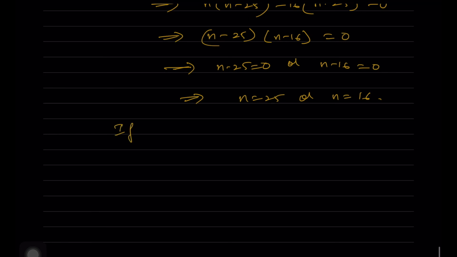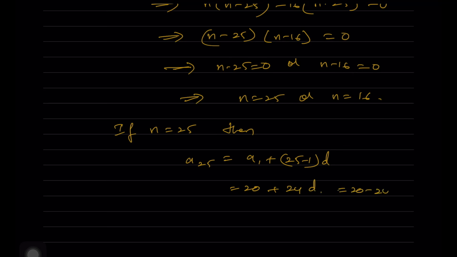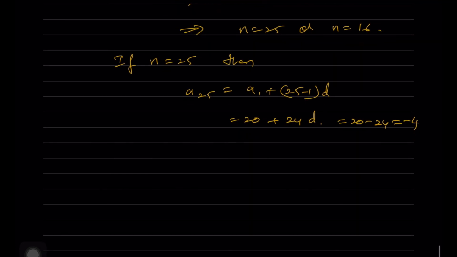So if n is equal to 25, then a25 is equal to a1 plus 25 minus 1 into d, which is equal to 20 plus 24d, which is equal to 20 minus 24, which is equal to minus 4. So which is impossible.